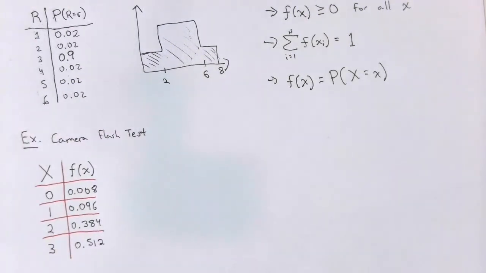Now, here's my question then. What's the probability that if we pick one of the cameras at random, just one camera at random, the camera's flash only passes 2 of those tests? Any ideas?